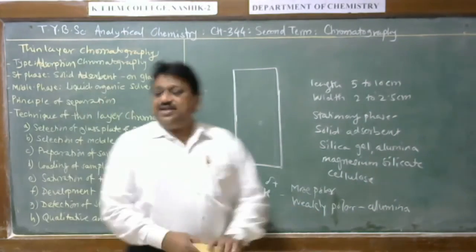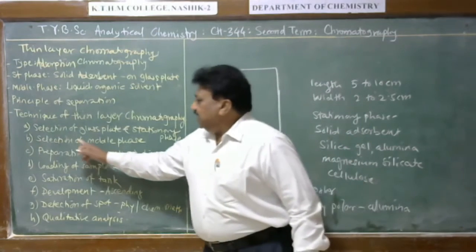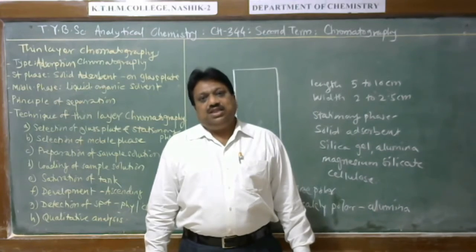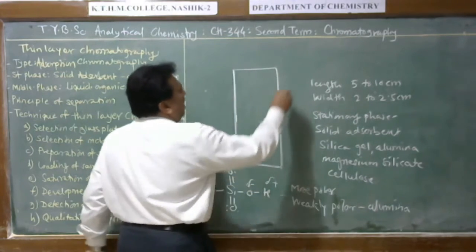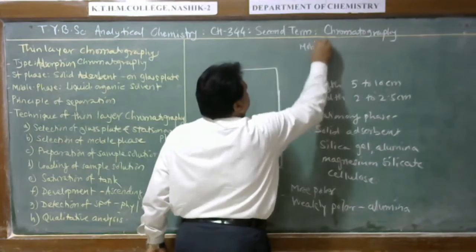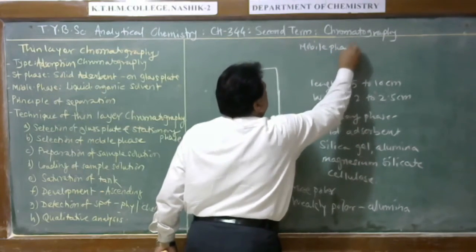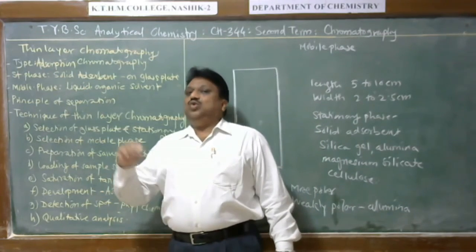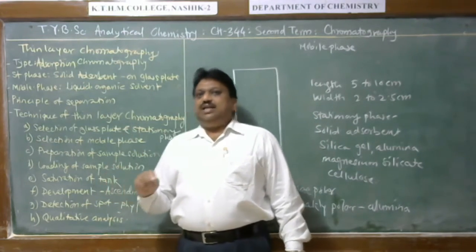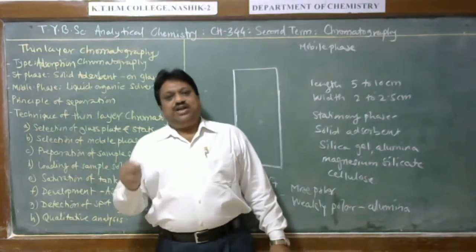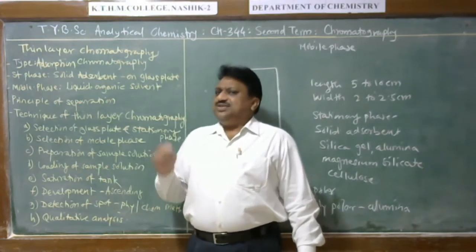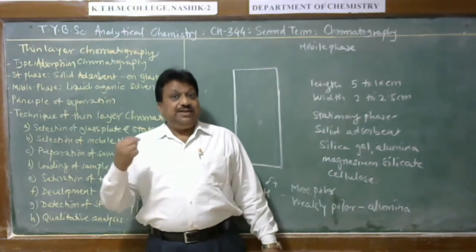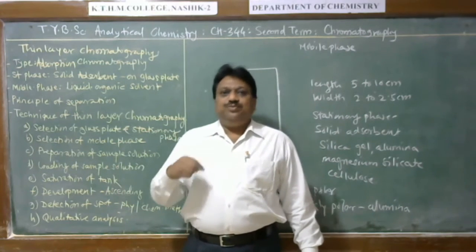Now, the next step is selection of the mobile phase for thin layer chromatography. Again, mobile phase means a developing solvent. Mobile phase may be a pure organic solvent, sometimes two or three organic solvents in a proper proportion, sometimes organic solvent plus buffer solution; such a type of mobile phase may be used. Selection of mobile phase again depends upon the type of solute to be separated.